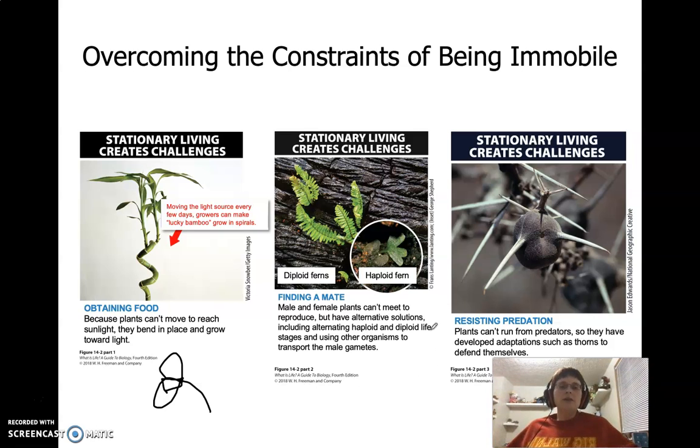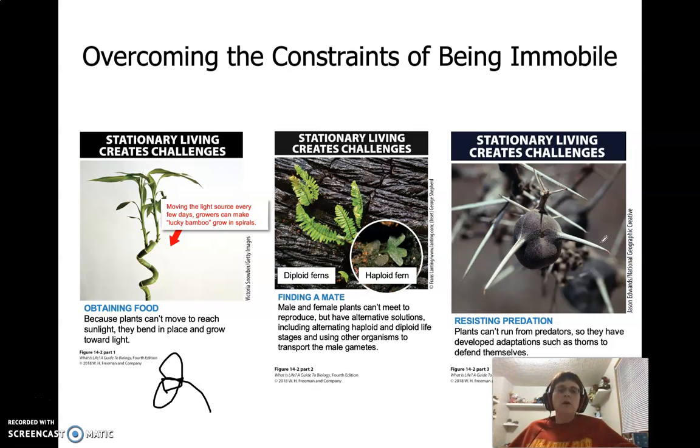Another problem with being stationary, being stuck, is finding a way to reproduce. And so we'll see as we look at different plant groups, they all have different ways of figuring out how to find a mate to be able to reproduce, and then how to move your offspring. Because again, you're stuck in one place. How do you get the kids to move away from home? So we'll look at some of those mechanisms. And then the last one is, if you can't move, how do you get away from predators? And so there are lots of different ways to defend yourself. We'll talk about some of these as we get later into the chapter.